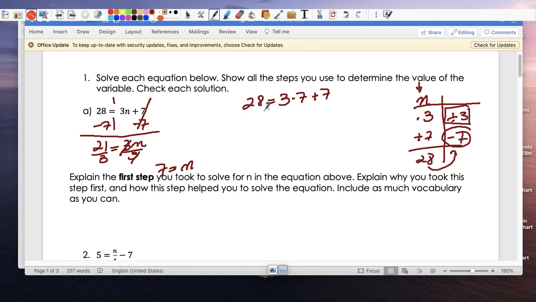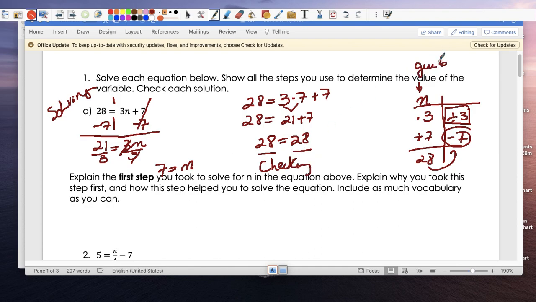And it's not enough for you to just leave it like that. I actually want you to go one step further. 3 times 7 is 21, plus 7. And just double check that 21 plus 7 is indeed 28, and both sides equal each other. This is the solving part. This is the checking part. Call it your guide, your story, your little map. It tells you step 1, subtract 7 from both sides. Step 2, divide by 3 on both sides. And this is a two-step equation because we did 2 steps, 2 inverse operations to get to our answer.